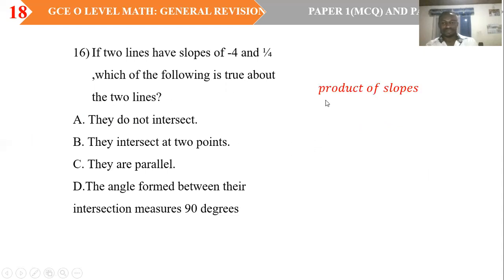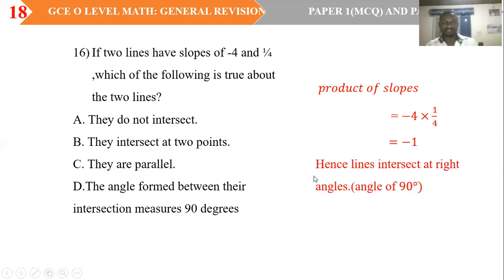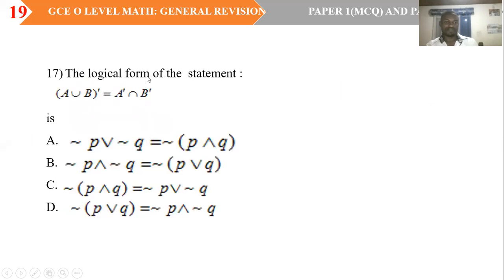Now, we find the product of their slopes. -4 times 1/4, which simplifies to -1. And since the product is -1, we say that the lines intersect at right angles, which is an angle of 90 degrees. Answer D.